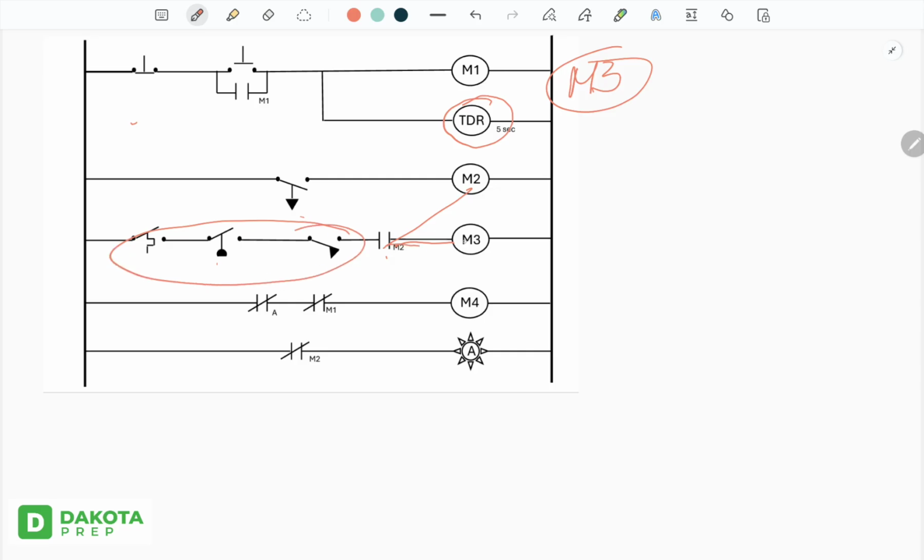But for right now, we're going to pay attention to this. M2 needs to close. Boom. If this is off delay, this is only going to close when this turns off. So this is actually a fairly simple question, because the only way for this to turn off is for our stop button. Boom.